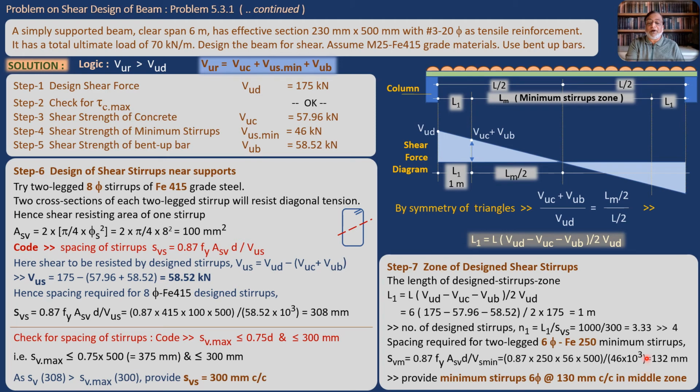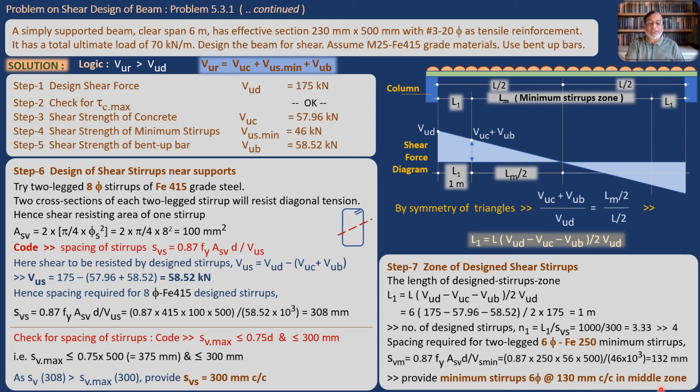So this amounts to 132 mm. So this is the spacing of the stirrups in the minimum stirrup zone. So 132 mm. We will round it off to 130 and provide minimum stirrups of 6 mm diameter at 130 mm center to center in the middle zone.